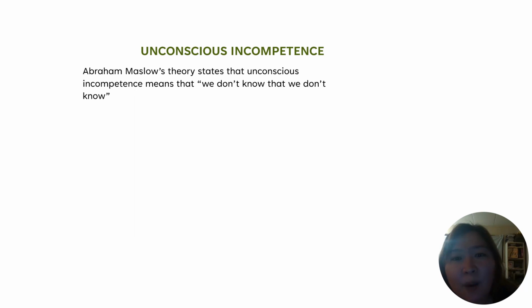Unconscious incompetence is Abraham Maslow's theory that being unconscious and incompetent means we don't know that we don't know. So we have to learn and keep an open mind. Okay, that's the end of the first part, and there are more than 20 parts.